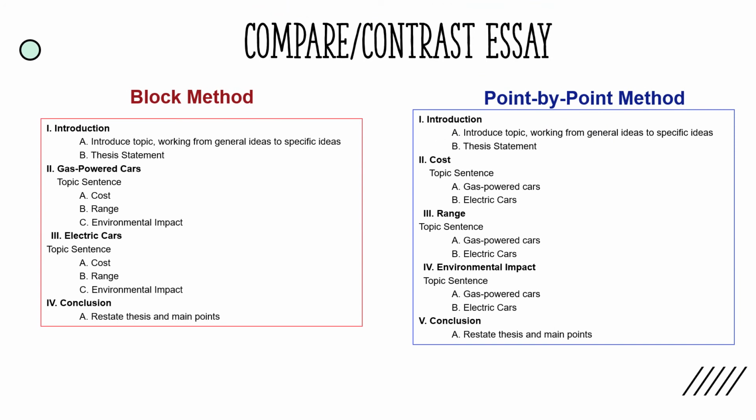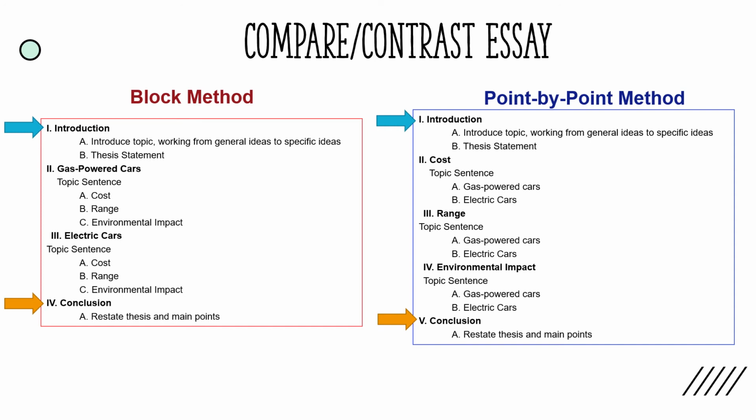A compare-contrast essay focuses on comparing the similarities and contrasting the differences of two things, and is usually structured using either the block method or the point-by-point method. Much like the classic argumentative essay, both methods include an introduction paragraph that introduces your topic and ends with your thesis statement, and both methods end with a conclusion that restates your thesis in main points, but the body of each method is organized differently.